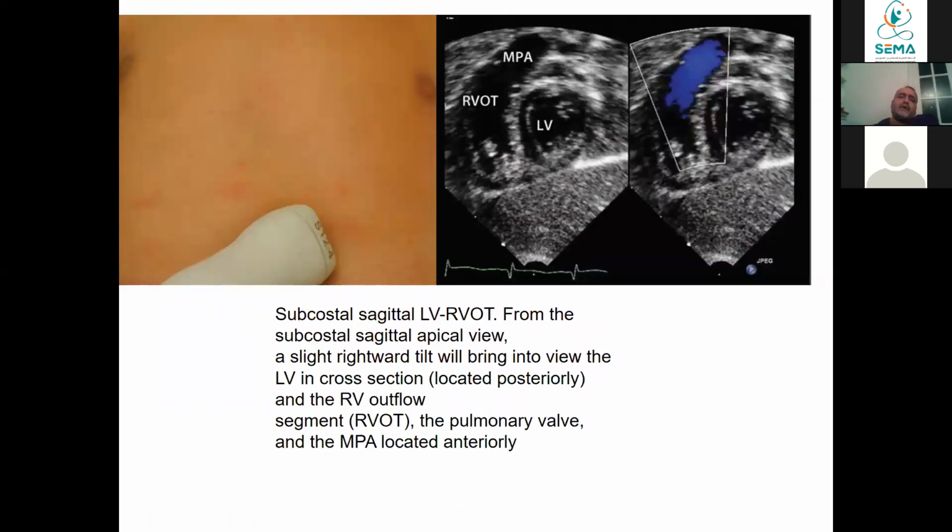And this is how to get the short axis view from subcostal, and what you will see in the short axis view.